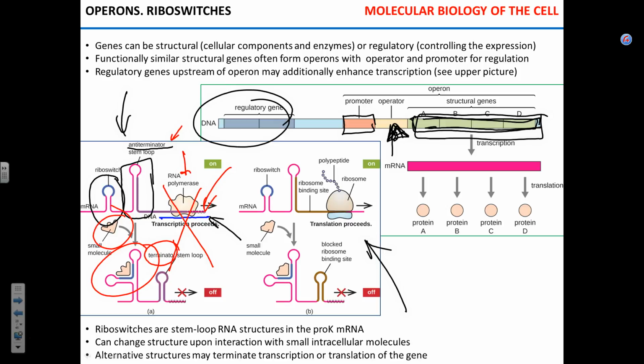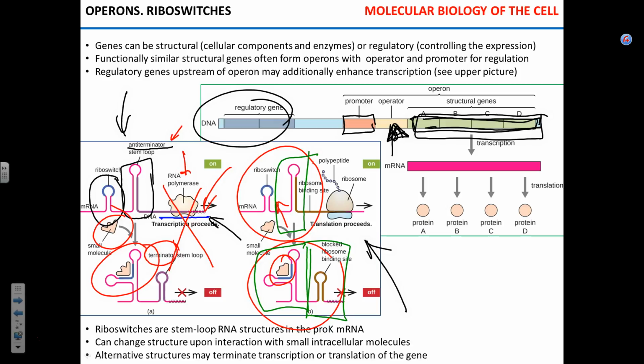So this riboswitch works for transcription. This one works for translation. The basic underlying principle is the same. A small molecule binds to the riboswitch, changes its structure and the structure of the adjacent ribosome binding site. When the structure of the site where the ribosome binds is changed, the ribosome cannot bind anymore, and there is no translation.